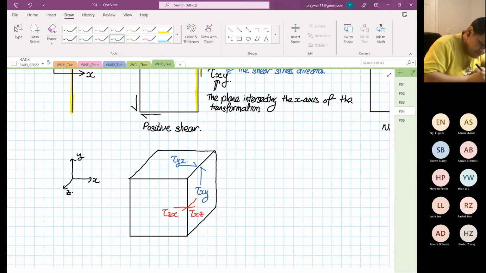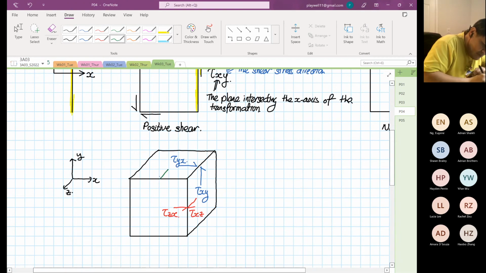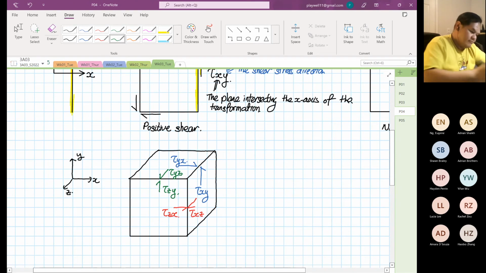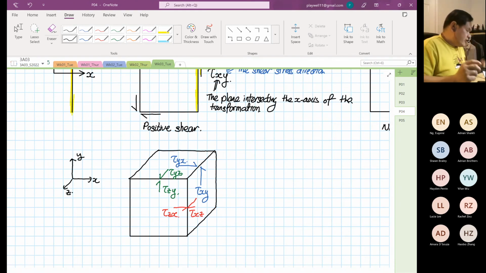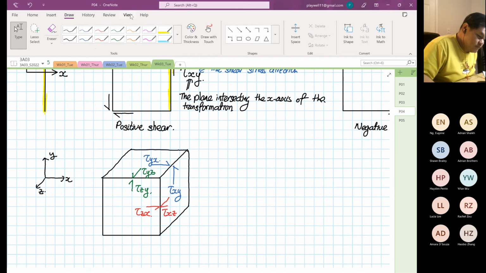And the third one, this is shear. The intersecting plane is y, and then the shear stress direction is in the z. And then you have a counter shear zy, and then this is y. Okay. So in shearing stress configuration, right?